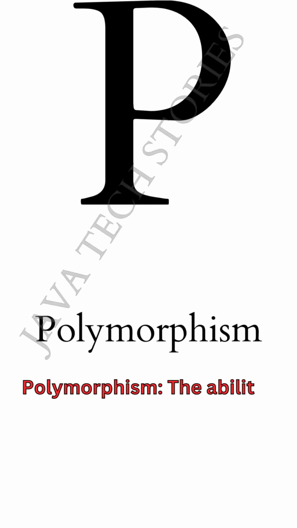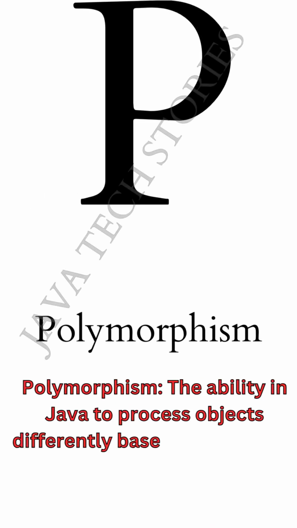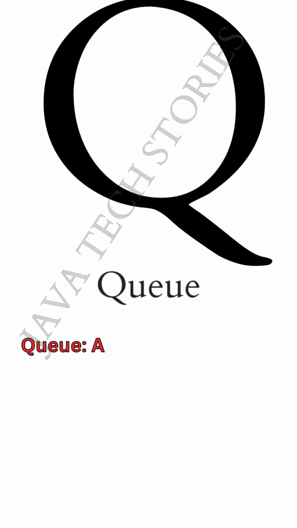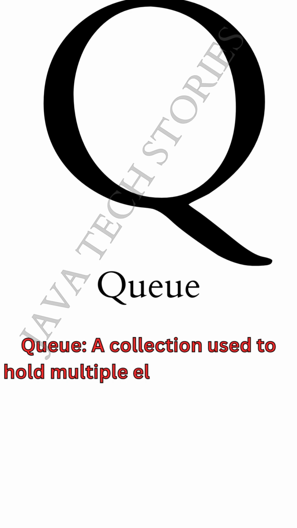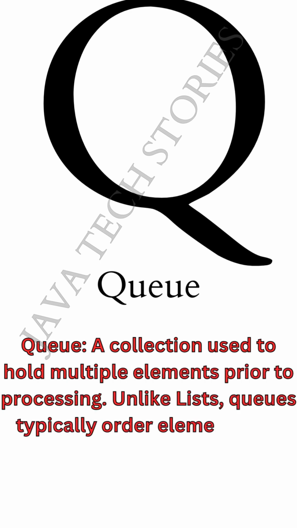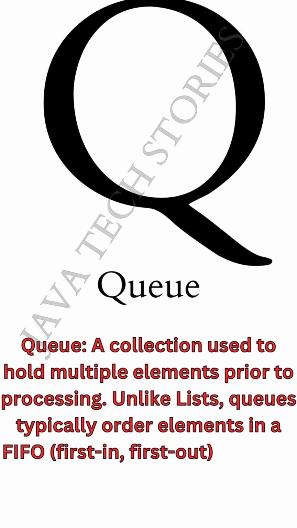Polymorphism, the ability in Java to process objects differently based on their data type or class. Queue, a collection used to hold multiple elements prior to processing. Unlike lists, queues typically order elements in a FIFO, first in, first out, manner.